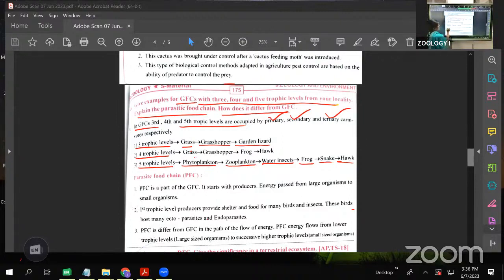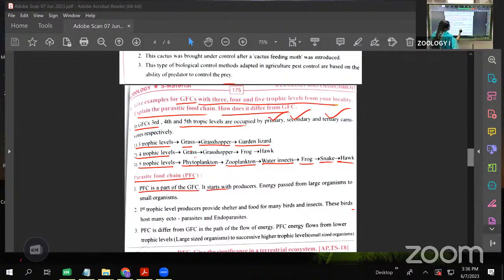Next is the parasitic food chain. There are 3 food chains, which we discussed in the long answer: the grazing food chain, the parasitic food chain, and the detritus food chain. Clear? The parasitic food chain is a part of the GFC only.